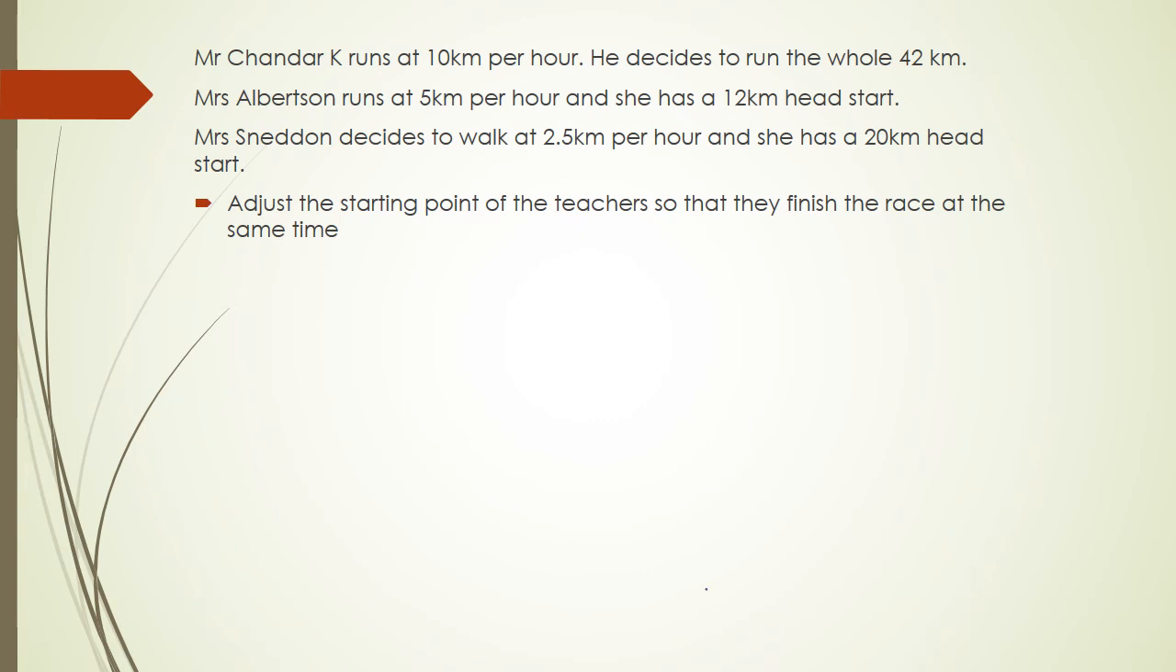So we want everyone to finish the race, because Chandike, what did he take? He took 4.2 hours to complete 42 Ks. So we're going to keep that as the standard number, and we're going to make Miss Albertson and Miss Snedden also finish the race. So they're going to complete 42 kilometers after 4.2 hours. All right, so we got to adjust Albertson and we got to adjust Mrs. Snedden.